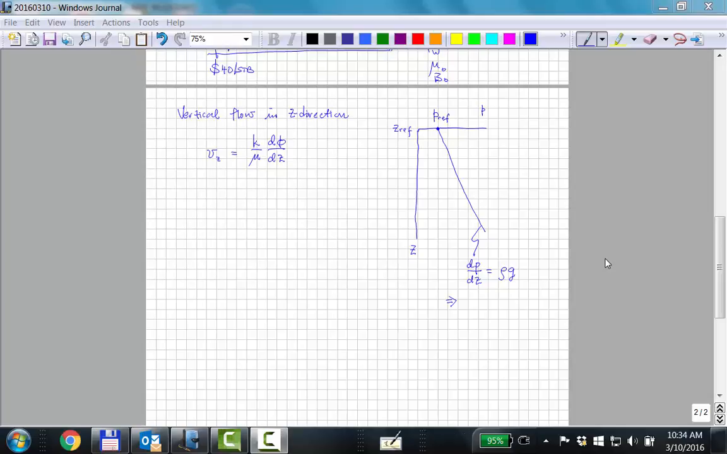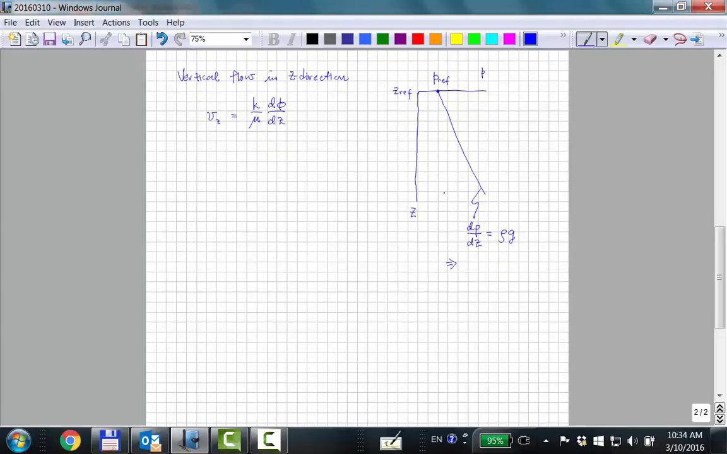Okay, so before I go through this derivation and try to do what I asked you guys to do, I just want to talk a little bit first about flow in the vertical direction. Because for flow in the vertical direction, we can't really use the pressure-based form of Darcy's equation. And you'll see why here in a second.